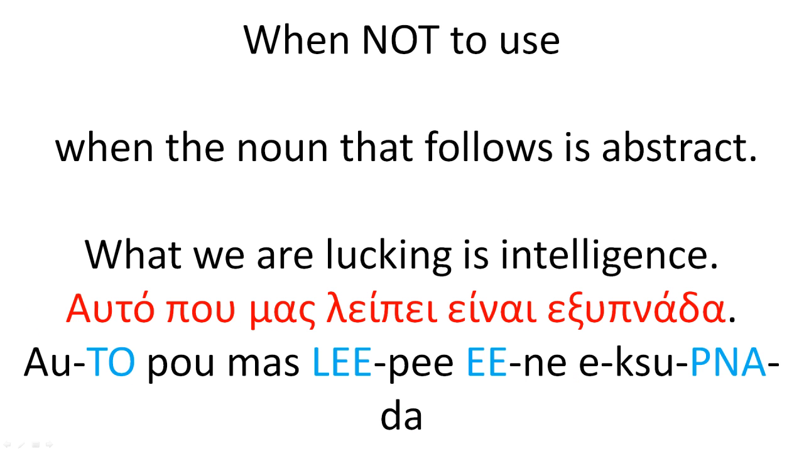We don't use it when the noun that follows is abstract. Example, what we are lacking is intelligence. Αυτό που μας λείπει είναι εξυπνάδα. Intelligence is an abstract term. The very definition of the word is abstract and subjective. So, in English as well as in Greek, we don't use the indefinite article. We don't say we are lacking an intelligence or αυτό που μας λείπει είναι μια εξυπνάδα. We can't say that. It's not correct.